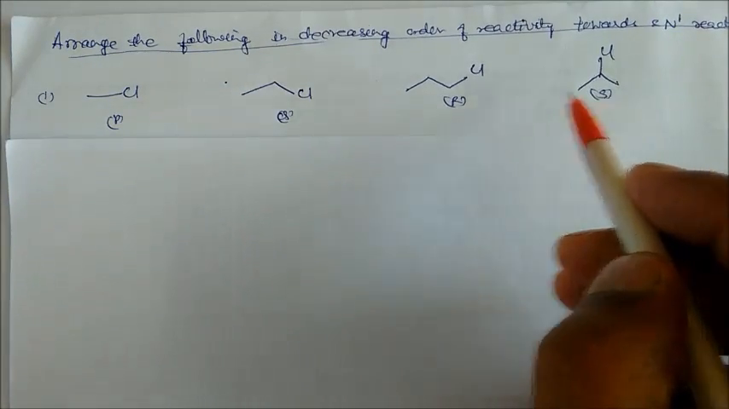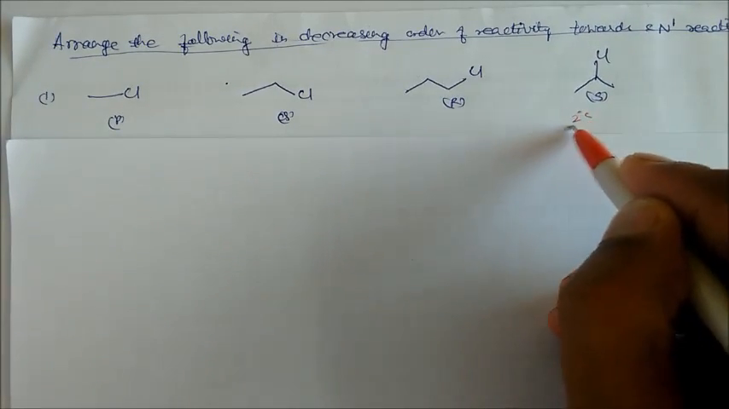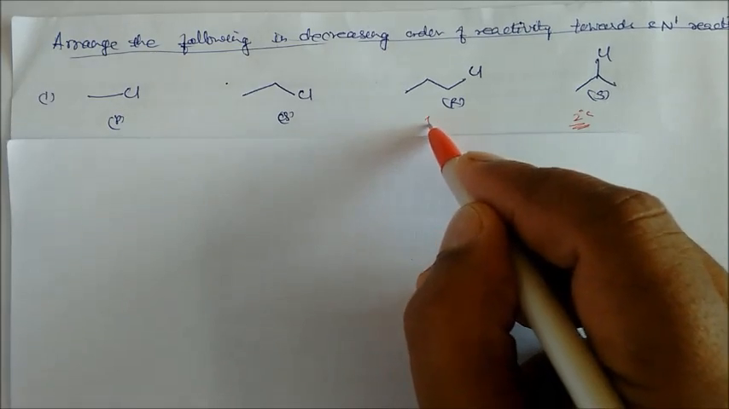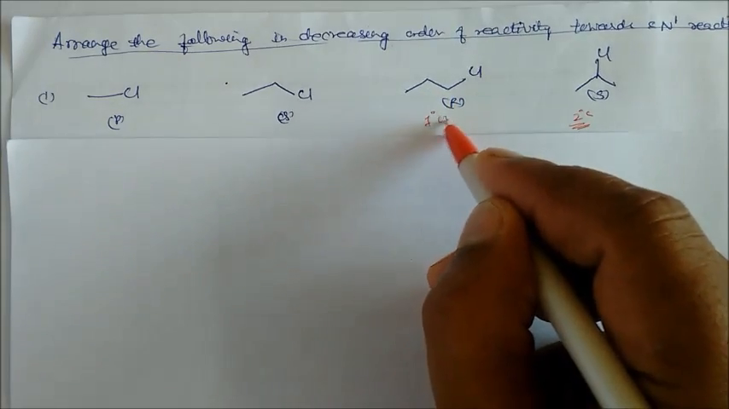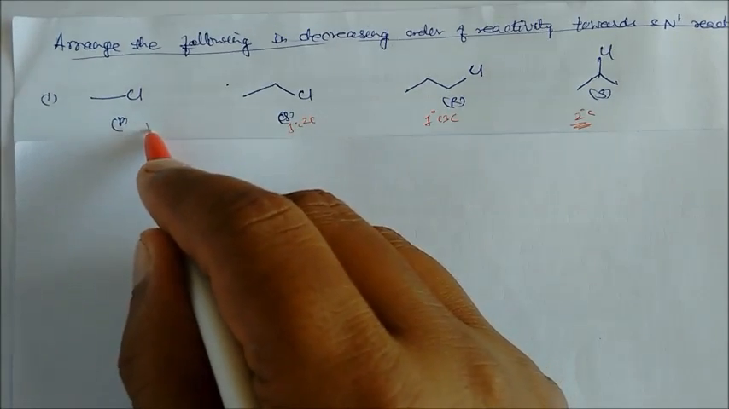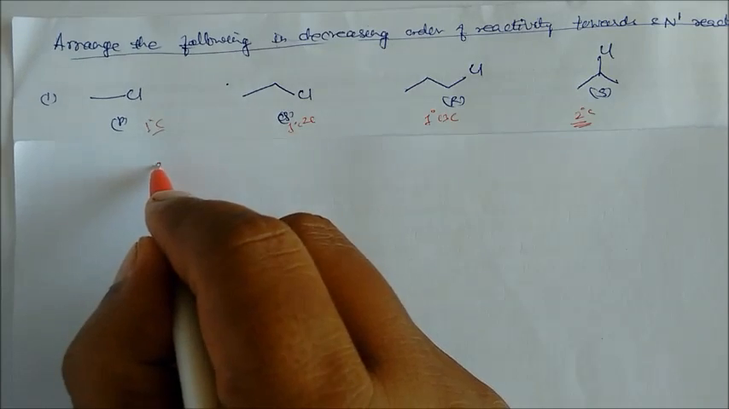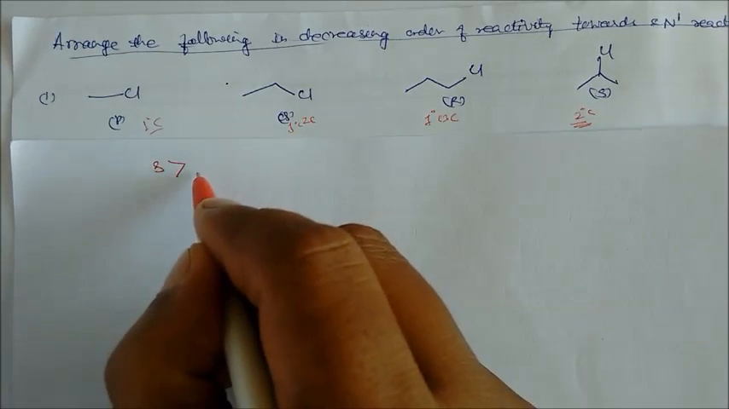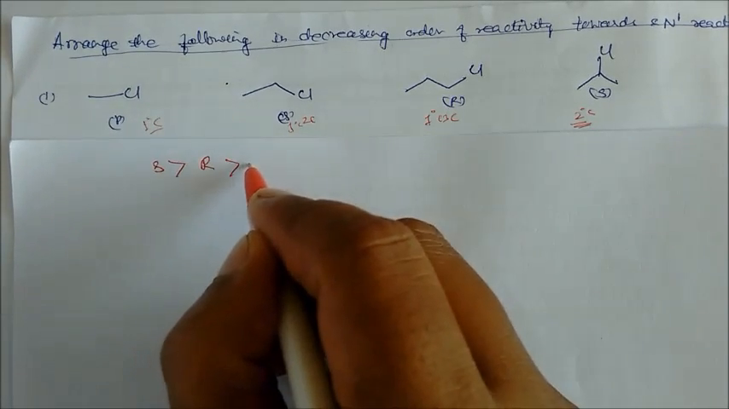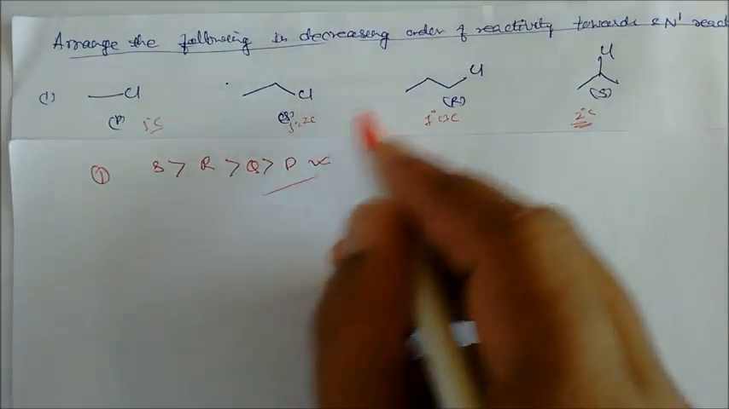So the rate of reaction will be here. We can see this is your secondary, so carbocation stability is more. This is the primary carbon, but we have 3 carbons. Here we have 2 carbons with the primary carbon. Here we have only 1 carbon. So the order of stability in this case will be: first S, then followed by R, then followed by Q, and then followed by P. So this is the answer of this question.